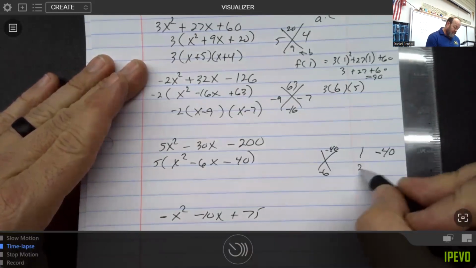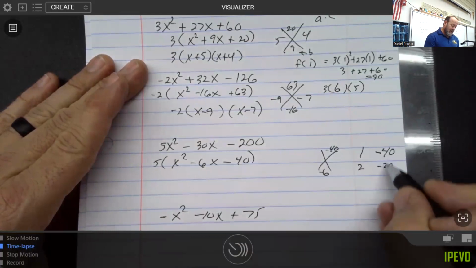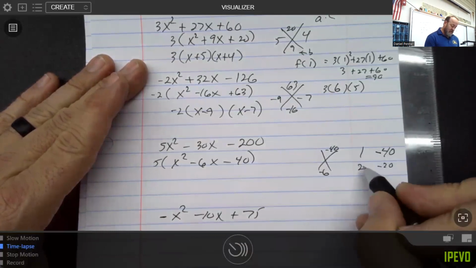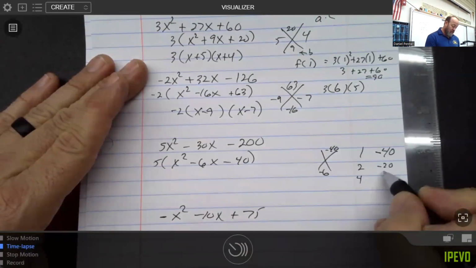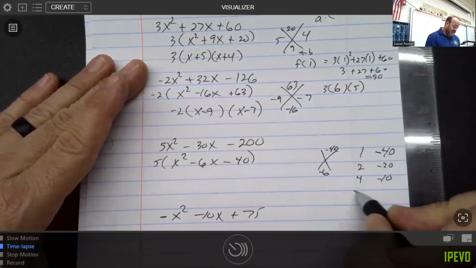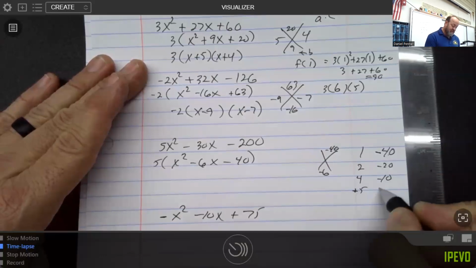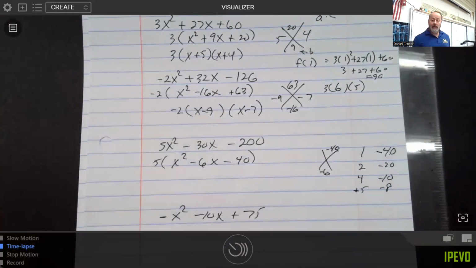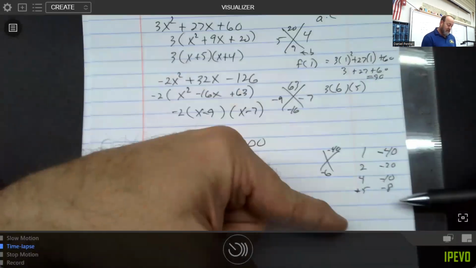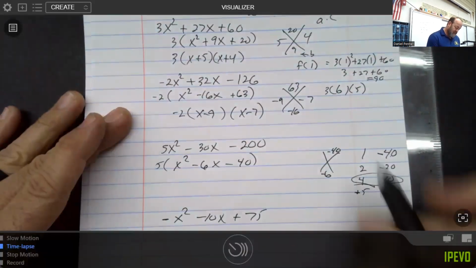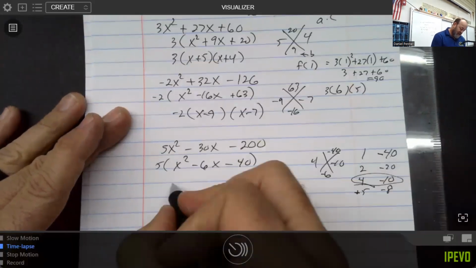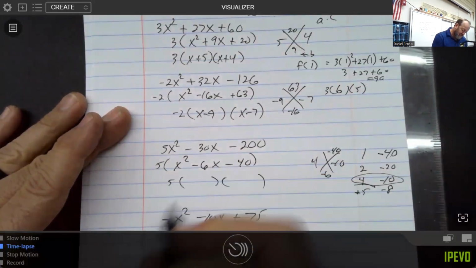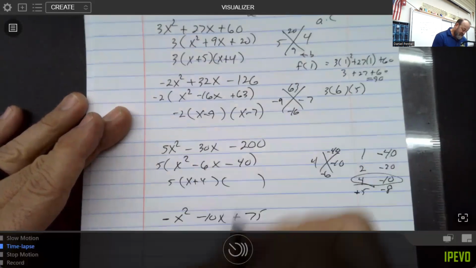So I'm just going to go through all of the numbers that I could use to get 40. 1 goes in, 2 goes in, 3 does not, 4 does. 4 goes in 10 times, 5 goes in 8 times. This is literally my exhaustive list of everything that it can be. And I'm looking for somebody whose product is negative 40, but whose sum is negative 6. And we've got our values, x plus 4 and x minus 10.